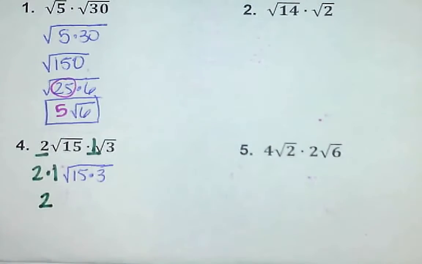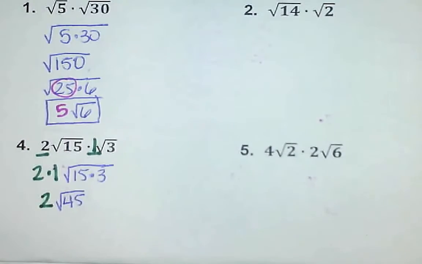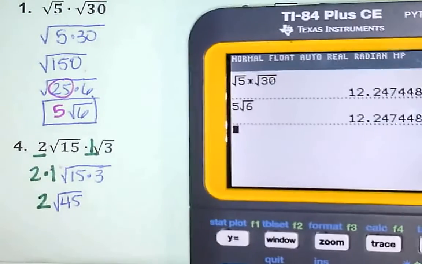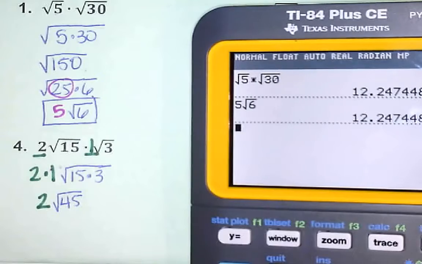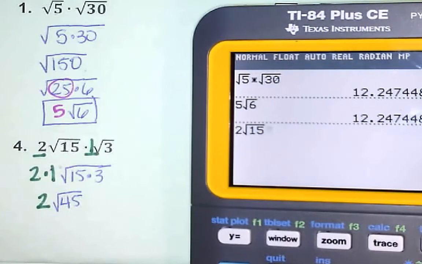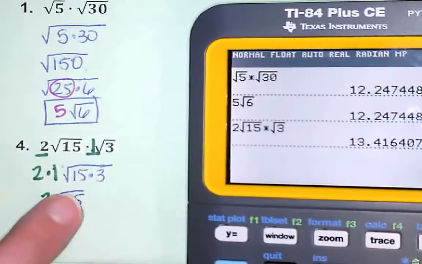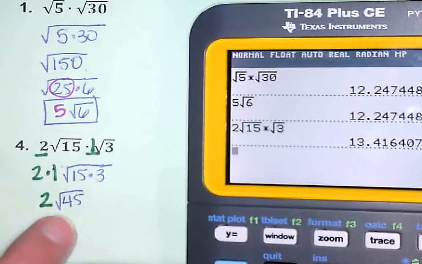Interesting, okay? So I'm going to go here. I forgot to do it at the beginning like I'm supposed to, so I'll do it now. So that's 2 times the square root of 15 times the square root of 3. Gives me this weird, nasty looking decimal. Okay, 2 square root of 45. Can we simplify that square root of 45, y'all? Yeah. How can we simplify it?